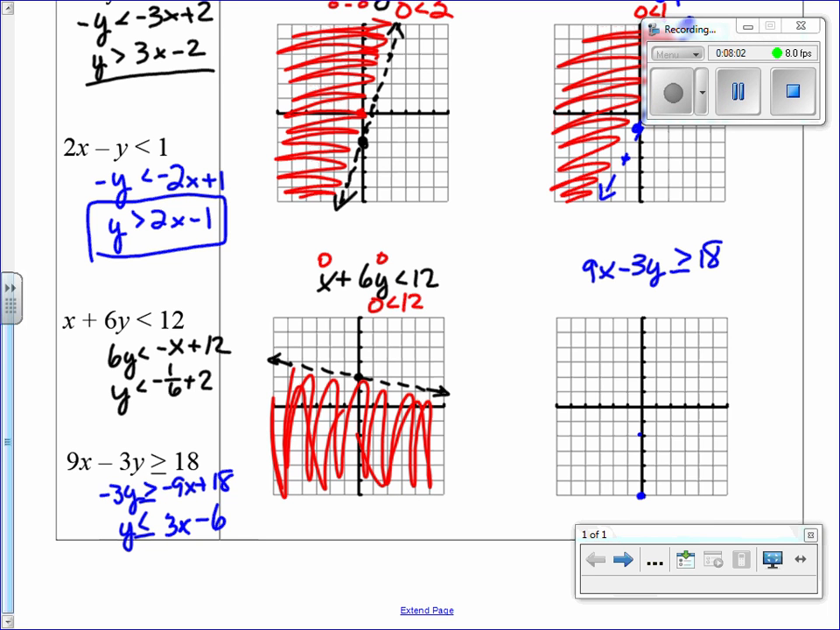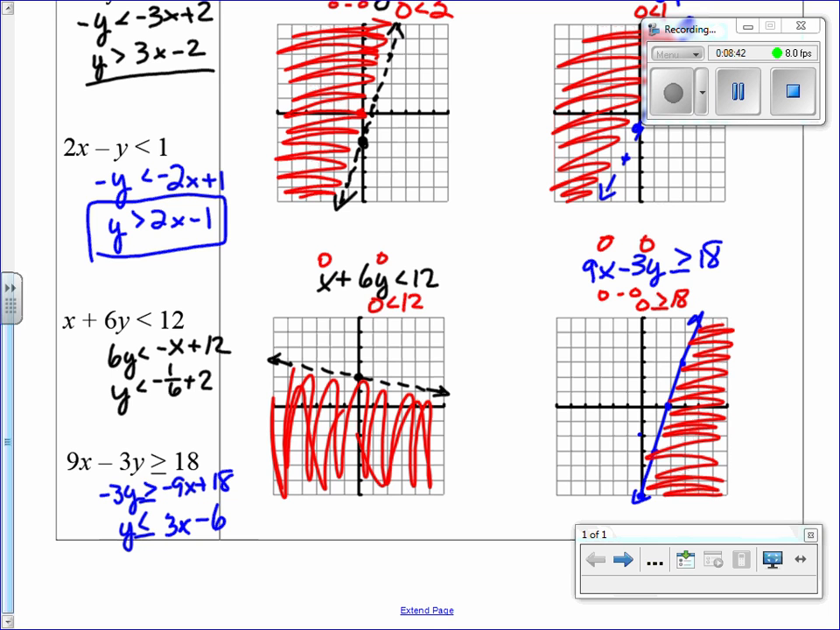So I have a negative slope. No, I don't. I have a positive slope. So up 1, 2, 3 over 1, up 1, 2, 3 over 1. And this is a solid line because it says less than or equal to. Now I'm going to use my tried and true 0, 0. That says 0 minus 0, or 0, is greater than or equal to 18. That is so not true. So all we do is we shade in the other side.